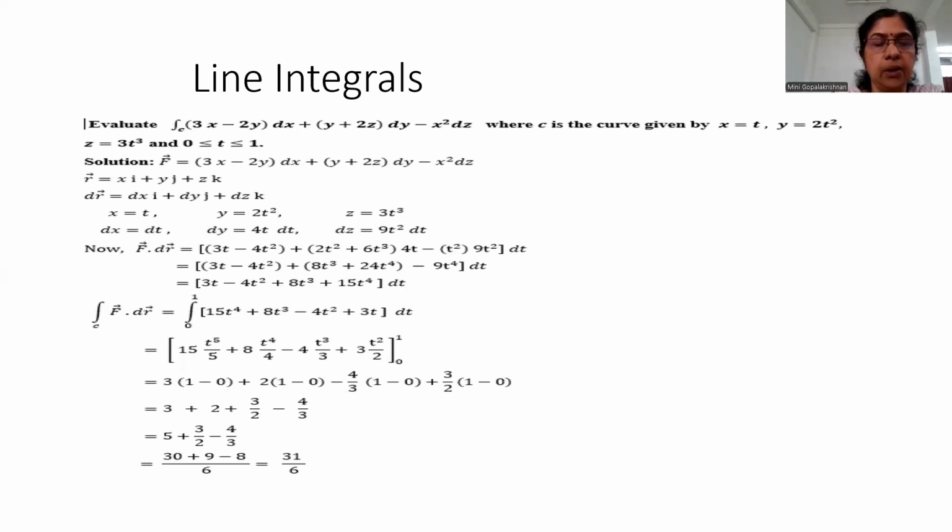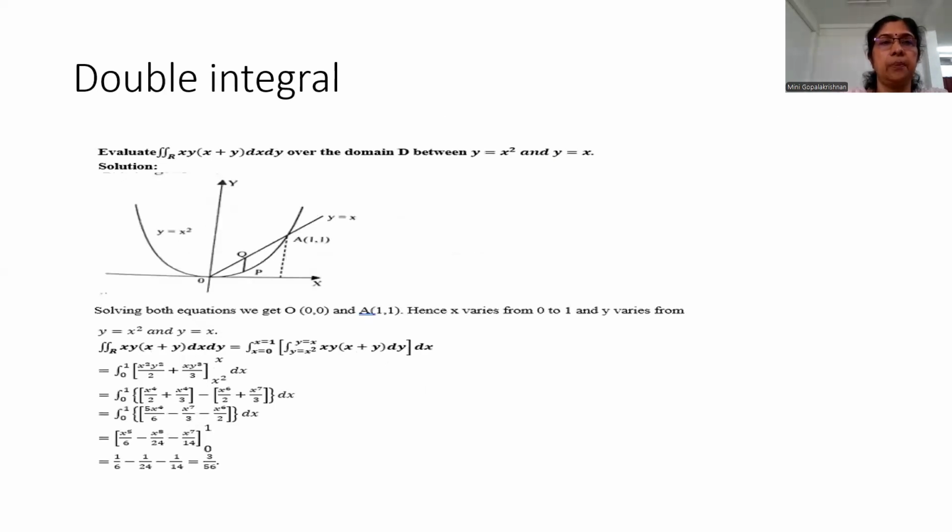So we'll integrate using the integral of x raised to n dx formula between the limits 0 to 1. We'll put in the values, the upper limit and lower limit, and we'll get the answer 31/6. So this is how we do the line integral part.